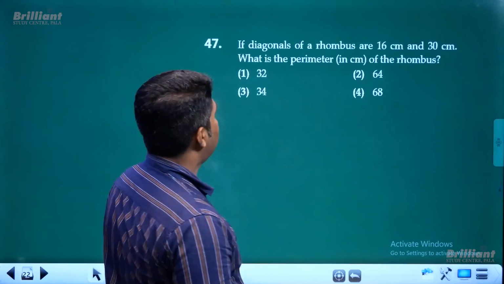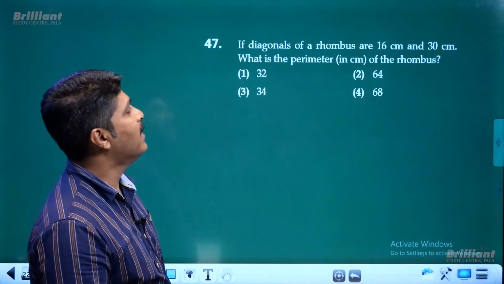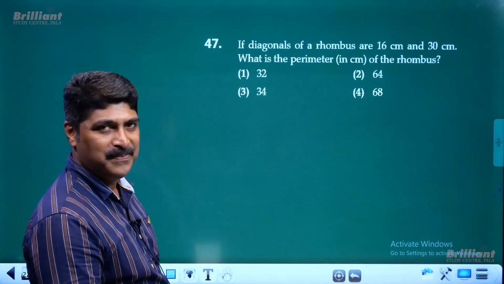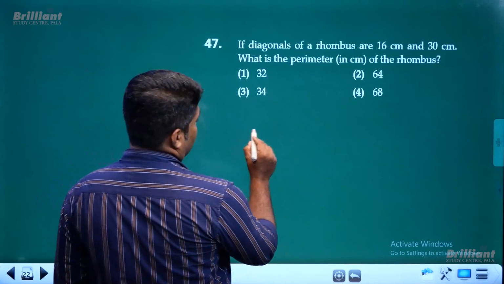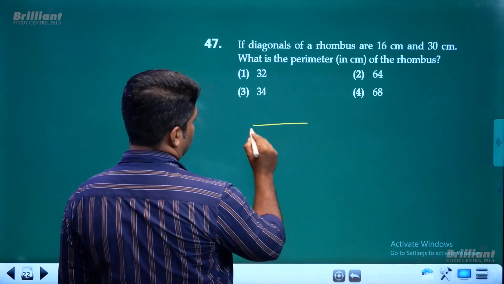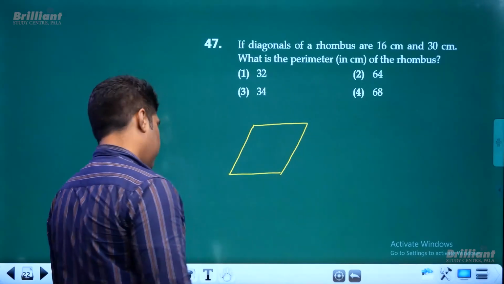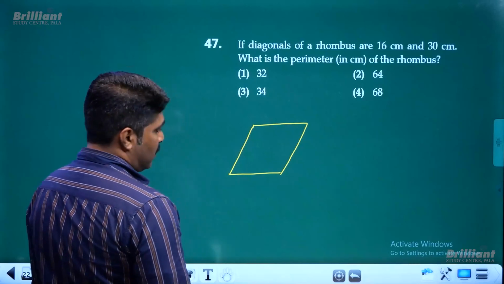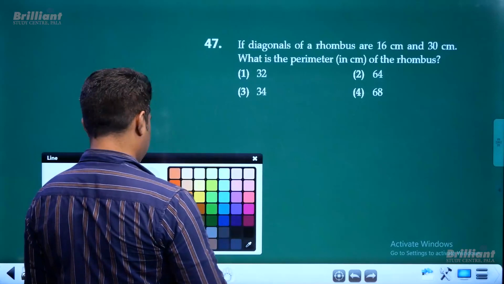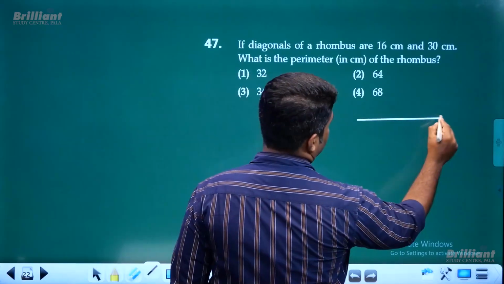Now move to the next question. If the diagonals of a rhombus are 16 and 30 centimeter, what is the perimeter of the rhombus? A tricky question. So here we just consider a rhombus. We can draw a rhombus like this. And in this rhombus, if you want to draw it perfectly, we can try it. So if you want to draw a rhombus like this.